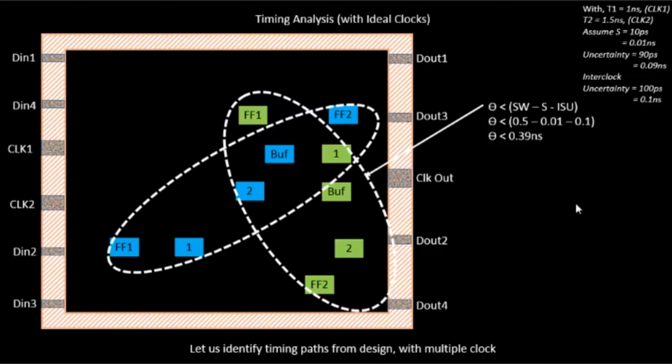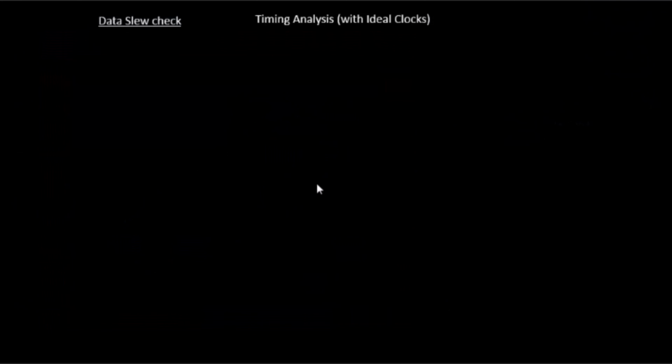The complexity arrives when we try to balance and get this combinational delay less than 390 picoseconds, because it really looks very hard to achieve, but we'll see what we can do about it. Okay, next under the timing analysis checks is the data slew check.